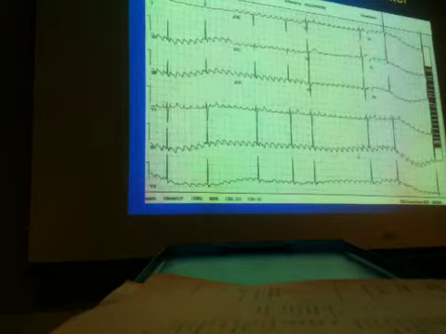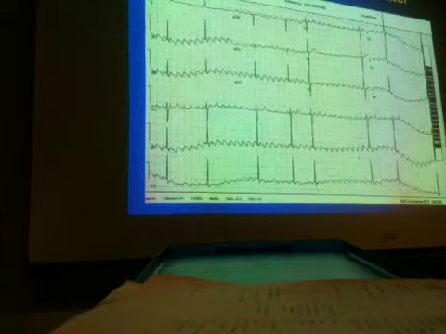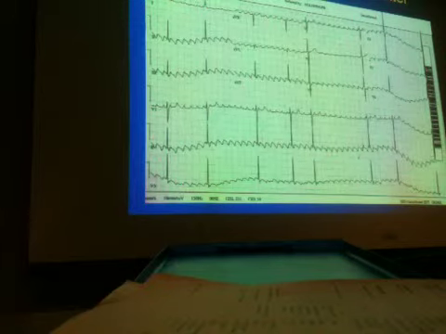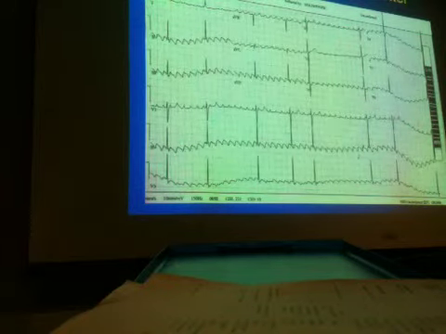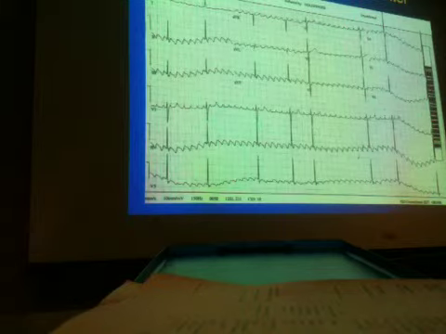But there are certain clues to how to recognize 2-to-1 flutter. If your heart rate is 150, you want to say 2-to-1 flutter, and 8 times out of 10 it is. Okay. So this is flutter.